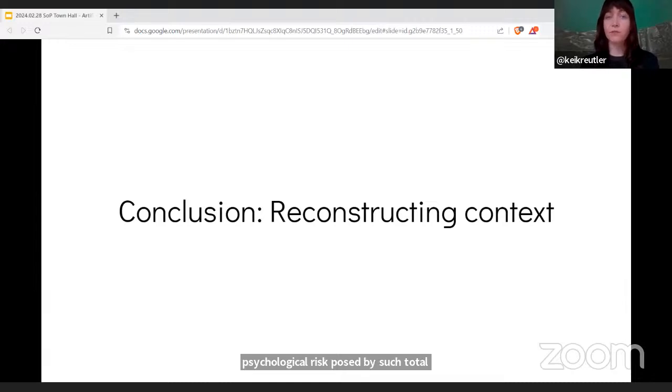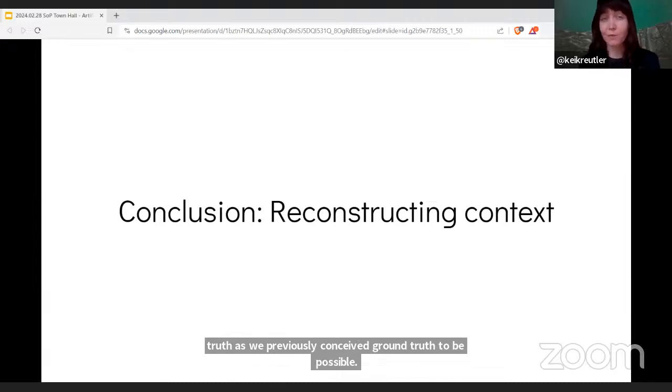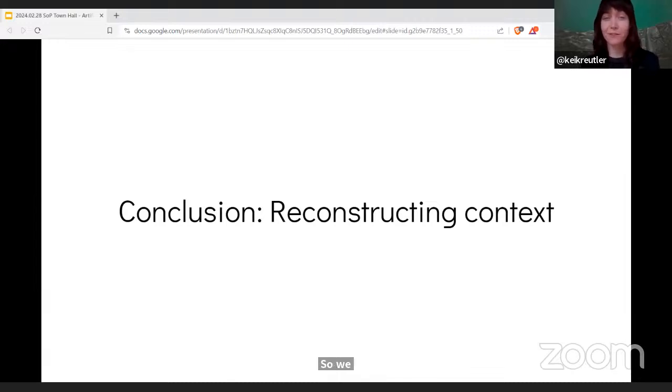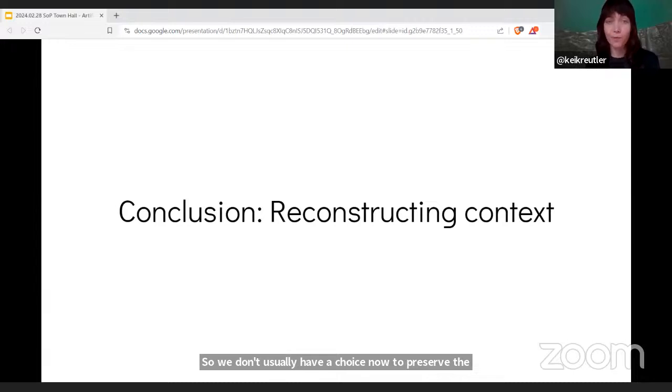But we live in an age which foists these innumerable images upon us. We don't have to go seek them out like Agrippa was worried about. So we're constantly seeing images without context and even without any actionable originary ground truth, as we previously conceived ground truth to be possible. So we don't usually have a choice now to preserve the context of our encounters. Our encounters meet us more than we search for them.